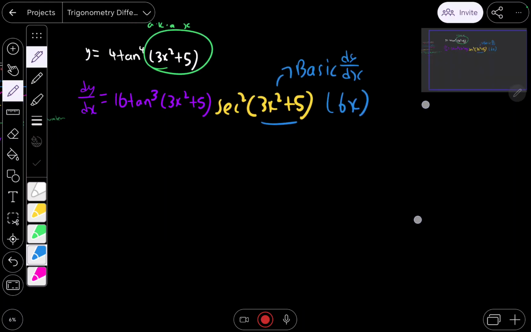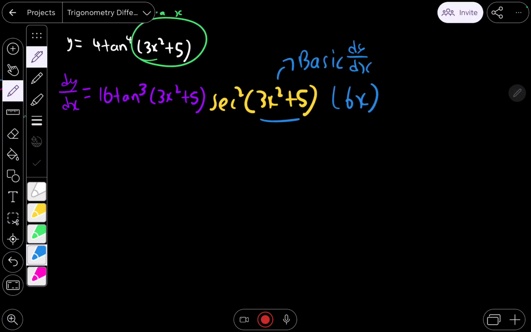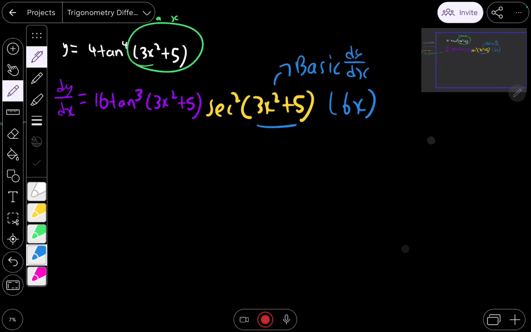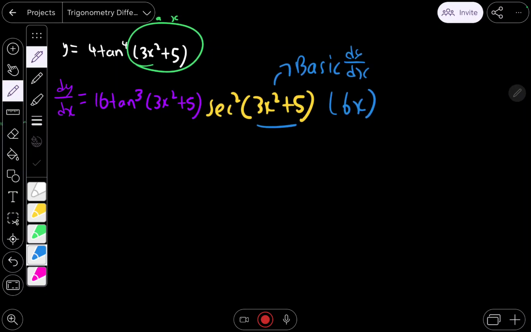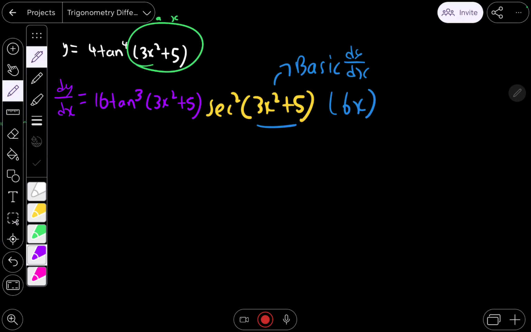Alright, so now let's start to simplify this. Alright, so I have a few ways of how you can write this answer. It doesn't matter. As long as it is the same, it is the same. If let's say you write your secant square first, then your tangent cube, it doesn't really matter at all. Alright, so let's start to simplify first, yeah? So 16 times 6x, what do we get? We should get a 96x.